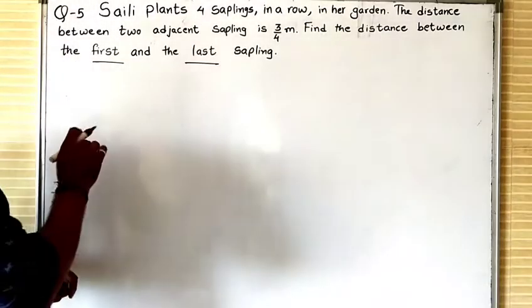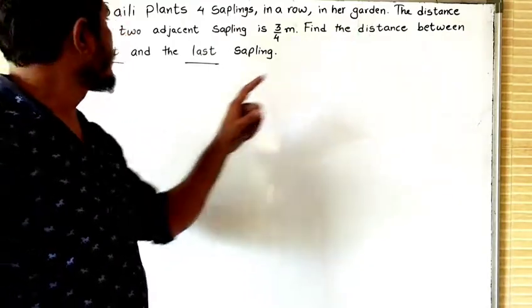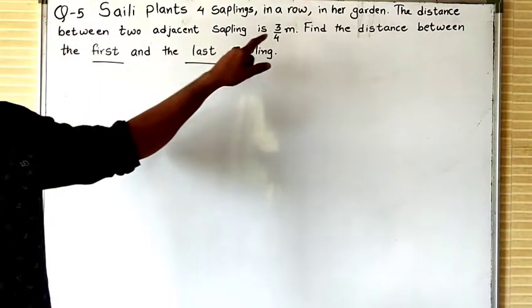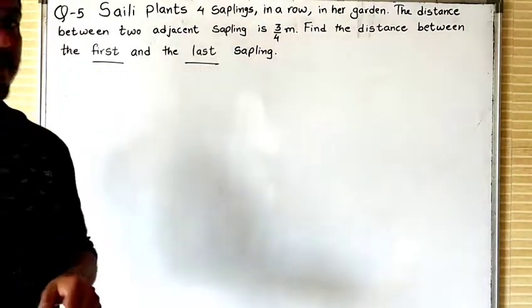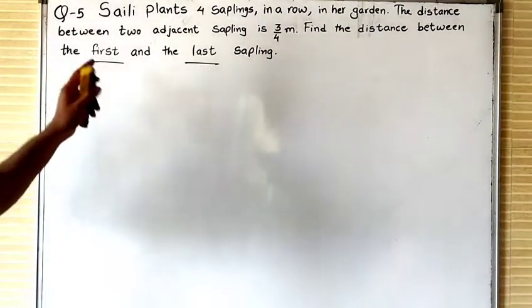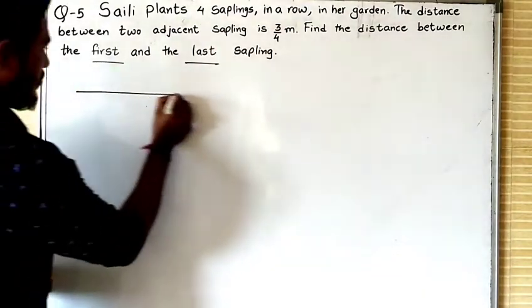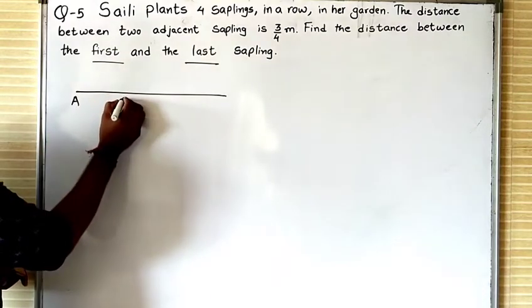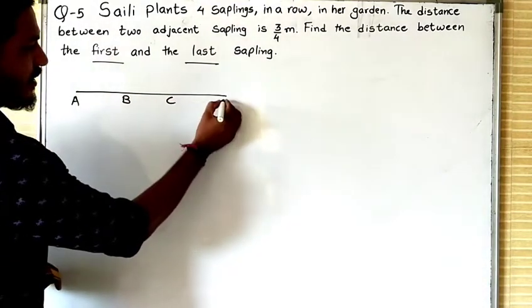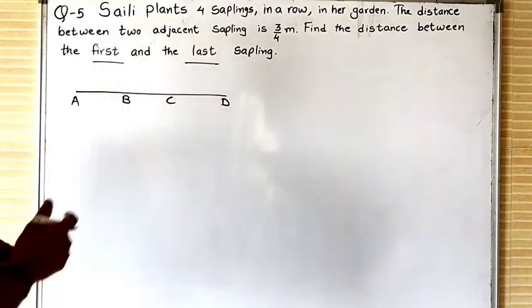Let us do question number 5. Sally plant 4 saplings in a row in a garden. The distance between two adjacent saplings is 3/4 meter. Find the distance between the first and the last sapling. Now dear student, Sally used to plant 4 saplings in a row. So let us take sapling A, B, C, D as 4 saplings in a row.